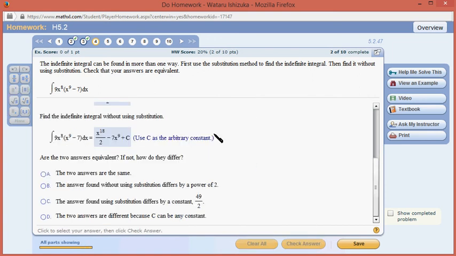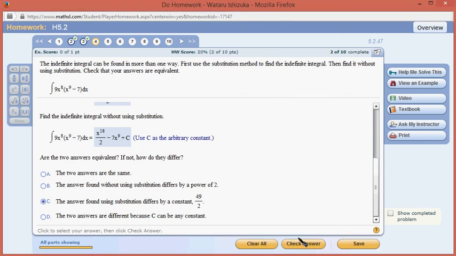Alright, are these two answers equivalent? If not, how do they differ? Two answers are the same. Answers found without substitution differ by a power of 2. Answers found using substitution differ by a constant, that's 49 over 2. And the answer is different because c can be any constant. So here, this is probably the right answer.